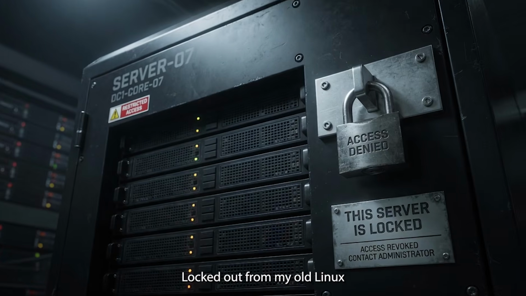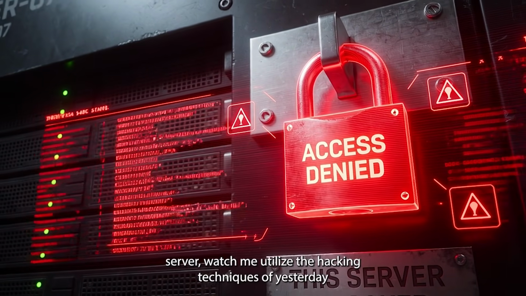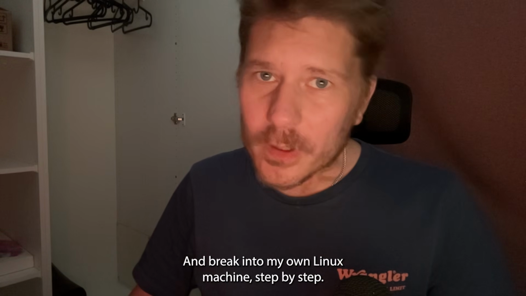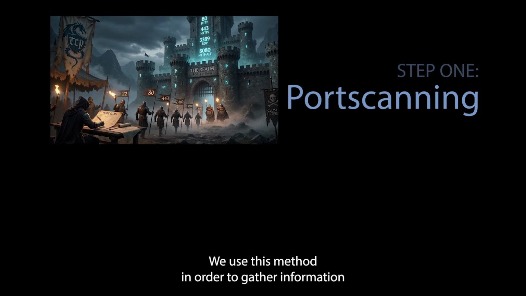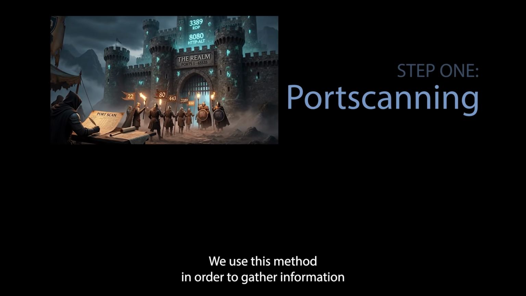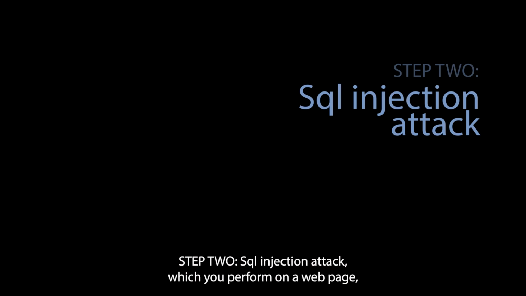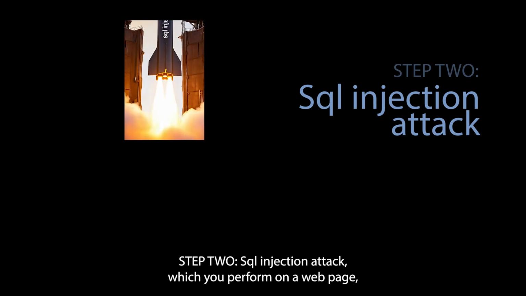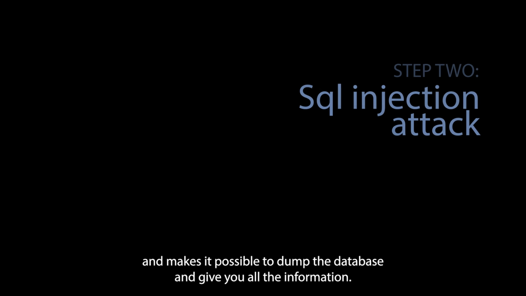Locked out from my old Linux server, watch me utilize the hacking techniques of yesterday and break into my own Linux machine step by step. Step 1. Port scanning. We use this method in order to gather information and find a way into the system. Step 2. SQL injection attack, which you perform in a web page. Makes it possible to dump the database and give you all the information.